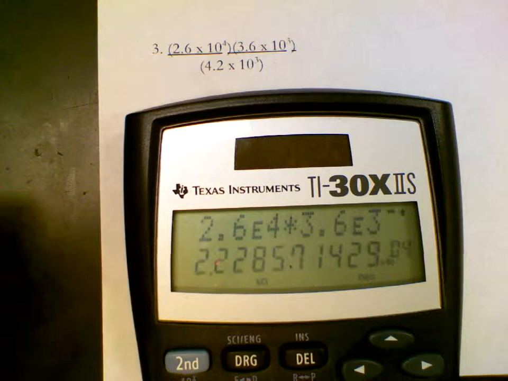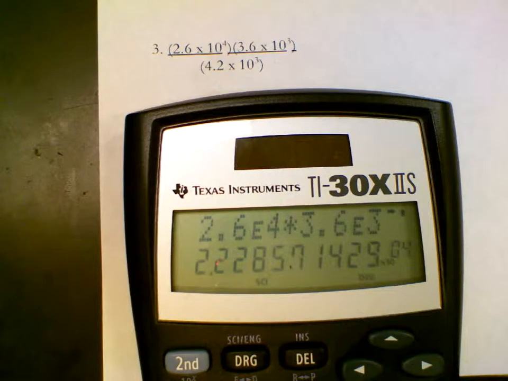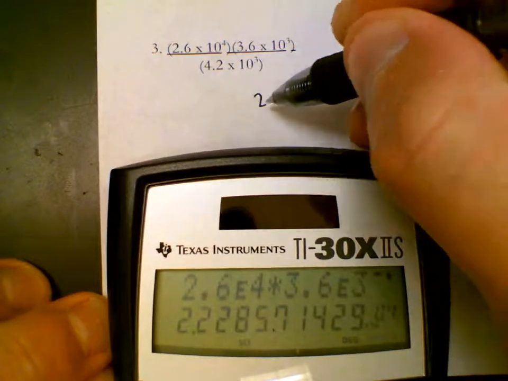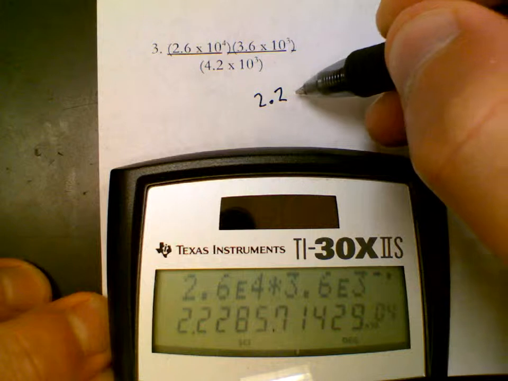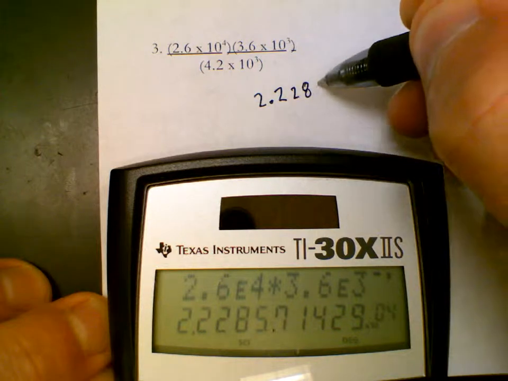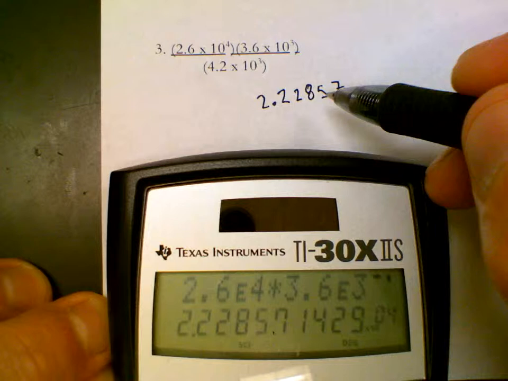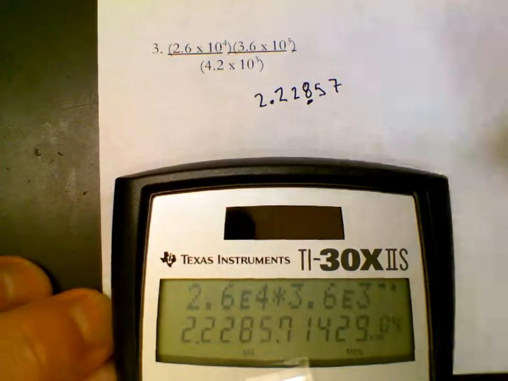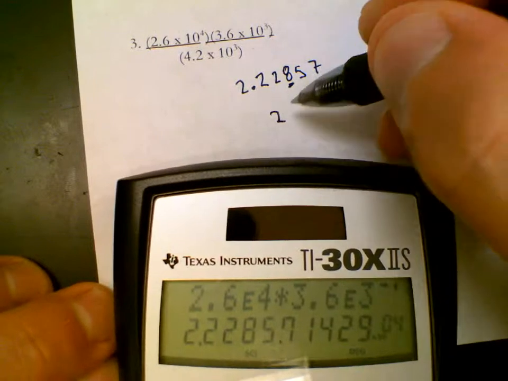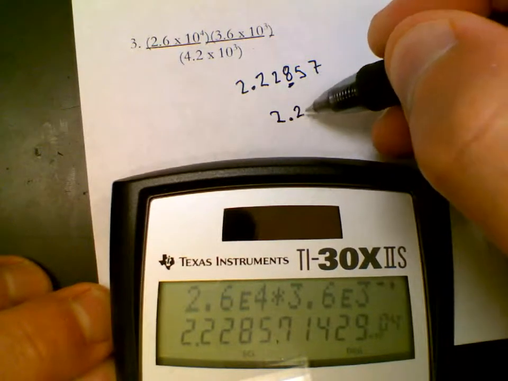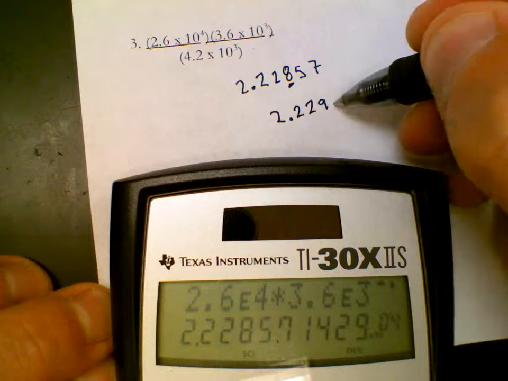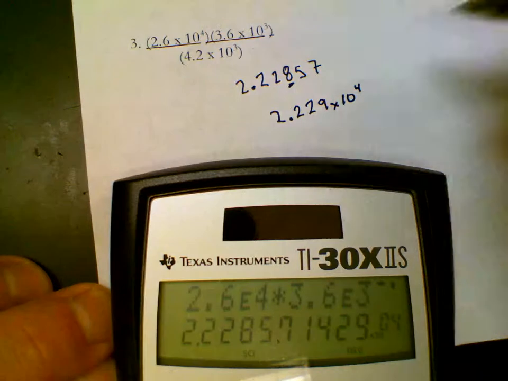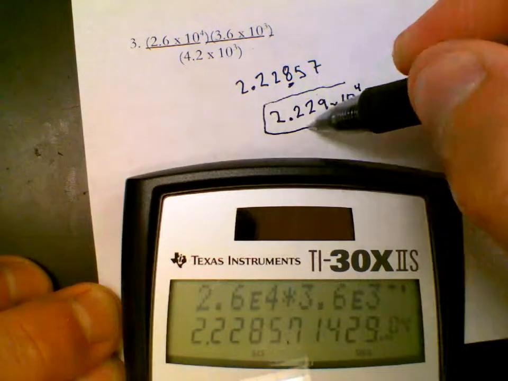Enter. My number's given to me in scientific notation because I have that button still turned on. 2.2857. 3 digits past the decimal is an 8, which is trailed by a 5. So we'll turn that 8 into a 9. It's going to round up, times 10 to the 4th power. Box the answer so it's easy to find.